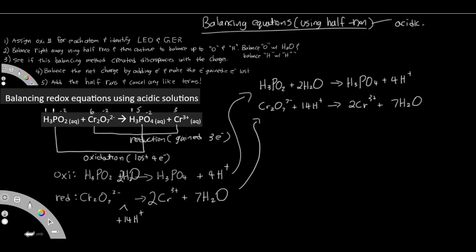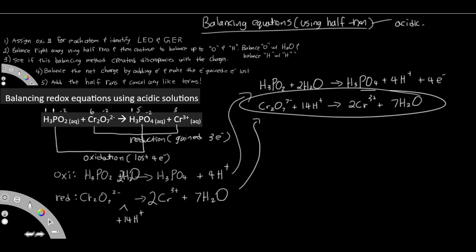Now, what do we have to look at? What does step 3 say? See if this balancing method created any discrepancies with the charges. So we have 4 H pluses, and these are all 1 pluses, right? So 4 times 1 will just give you 4, so you have a 4 plus charge over here. The problem is there are no charges over there. So we have 4 here, 0 here. How do we make it balanced? Well, as long as you add 4 electrons, because these are negatively charged, this will neutralize it. So now we have 0 here and 0 here, which is awesome.